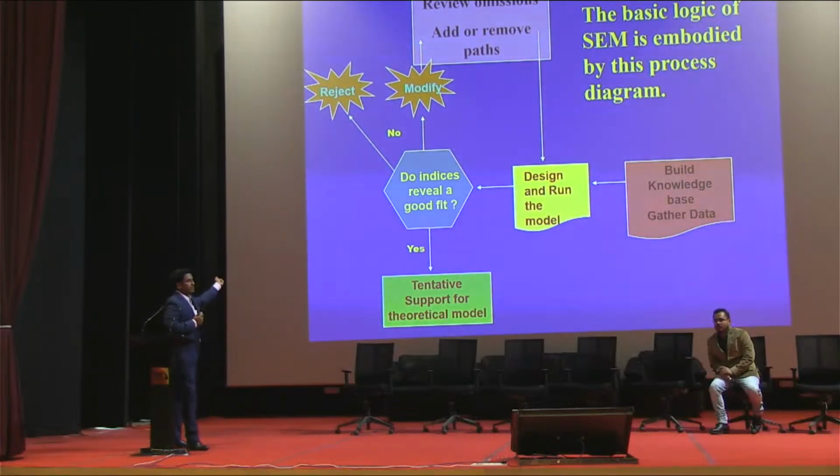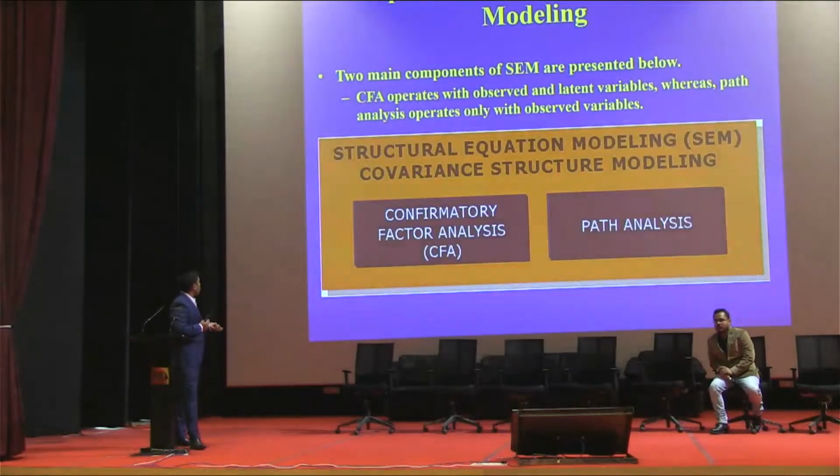But yes, obviously, if it's a good fit, then we have tentative support for the theoretical model. Again, why is it tentative? Because we cannot exactly talk, we can only talk about plausible relationships. Now, we have already talked about this.